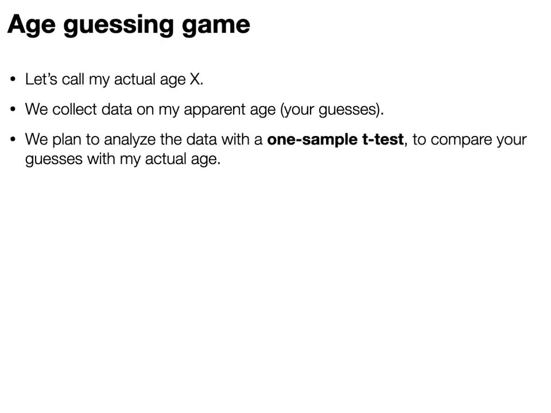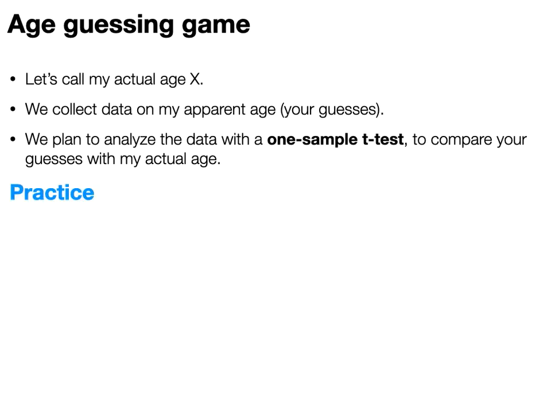All right, so let's go back to the example of guessing ages. Let's call my actual age X. Let's say that we collect data on my apparent age by surveying students in the course, and I ask you all to guess how old you think I am. We plan to analyze the data with a one sample t-test because we've got this single numerical variable, and we want to compare the distribution of your guesses and the mean of your guesses with my actual age. So that's what a one sample t-test is good for.